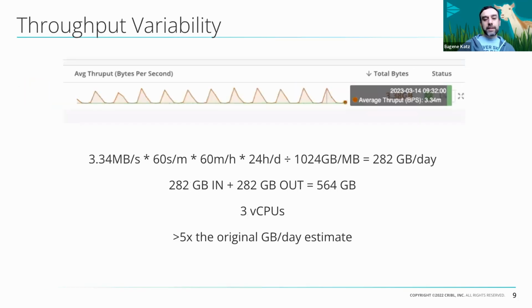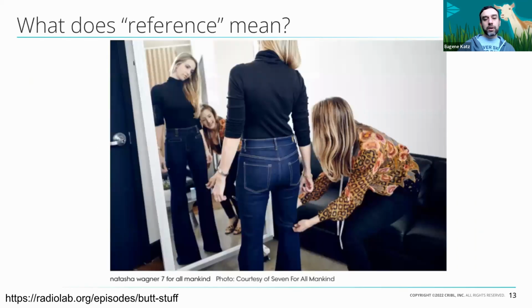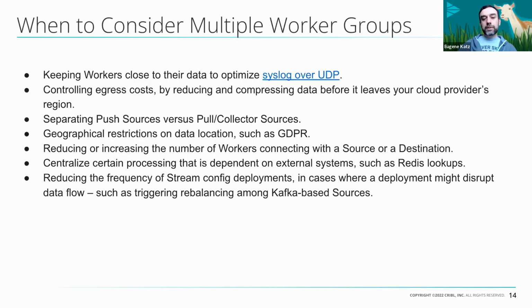So that's the example there: if you keep your push sources separate from your pull sources, which is pretty standard and recommended unless you have very small amounts of data, then you're going to protect your push sources, which are more sensitive to overload, from your pull sources.